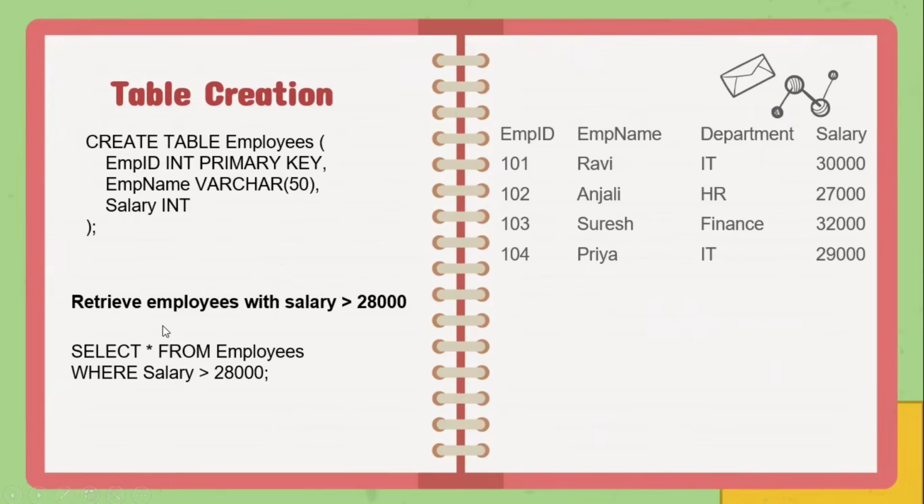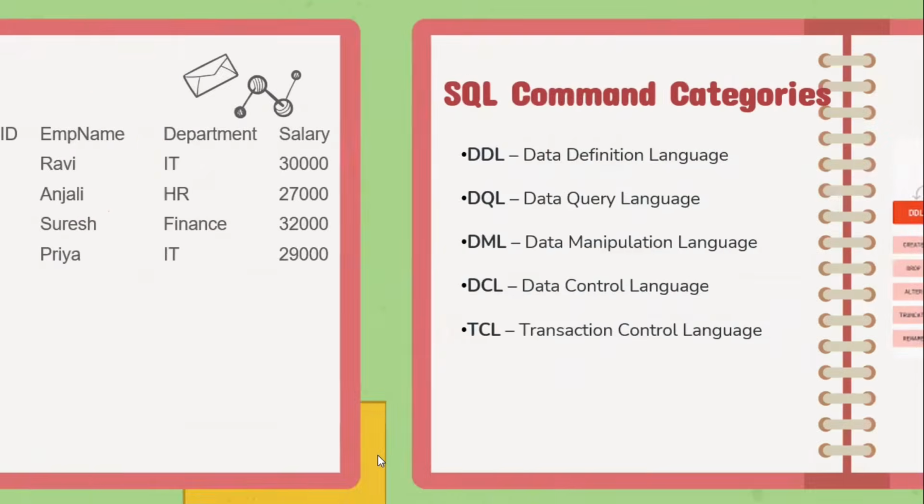And we can demonstrate a retrieval process from that employees table. For example, if we want to retrieve the employees with salary greater than 28,000, then we will use the select command. Select star from employees where salary greater than 28,000. It will retrieve the employees who have a salary greater than 28,000. Basically, except this person's data, everyone else's data will come up.